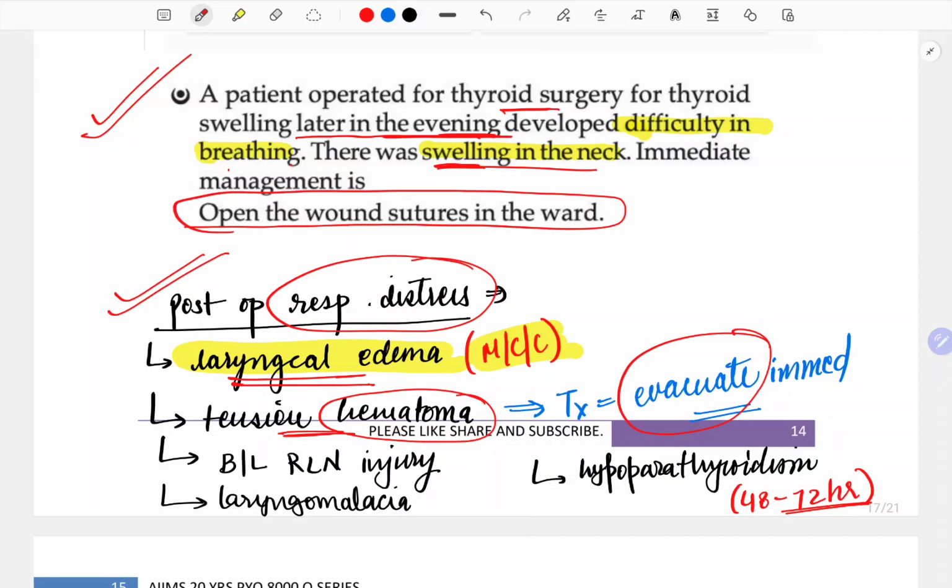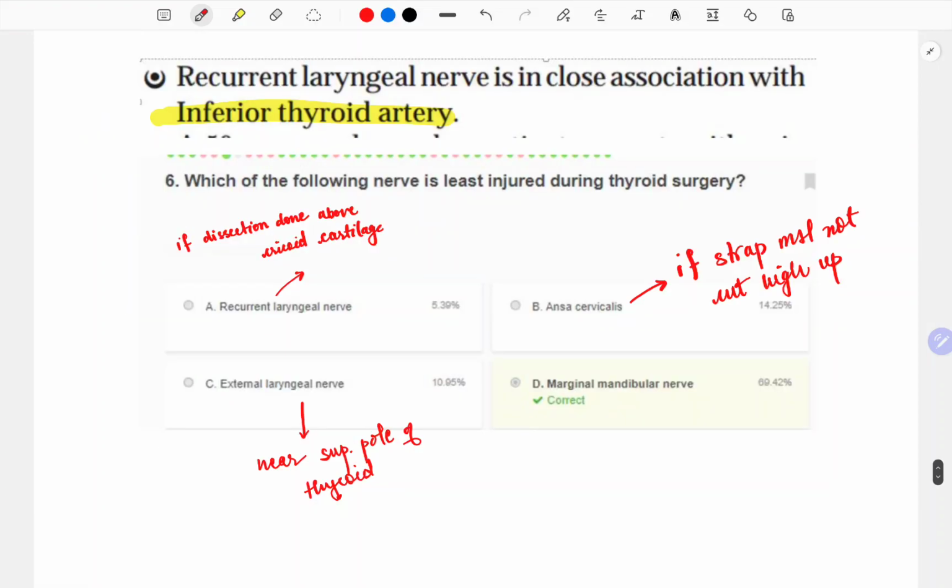if breathing problems continue. Then next cause can be bilateral recurrent laryngeal nerve injury, because of the aspiration risk and laryngomalacia. And specifically 48 to 72 hours later, the cause for the respiratory distress can also be hypoparathyroidism, which mostly occurs because of the vascular insult during the surgery.